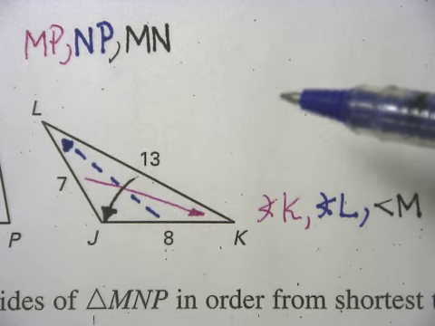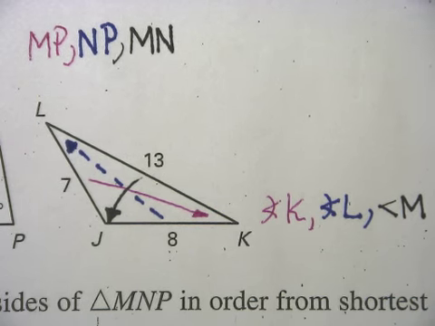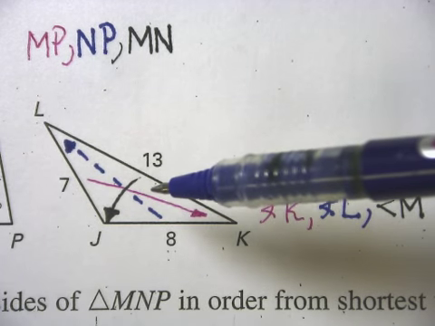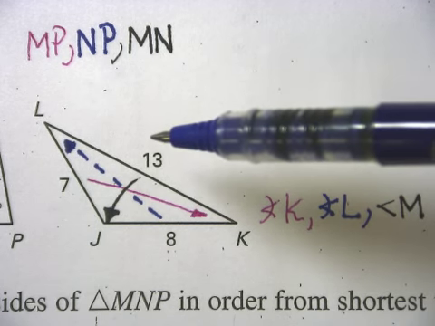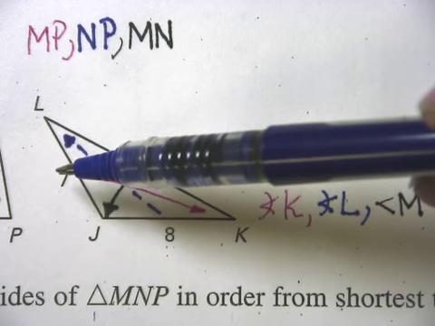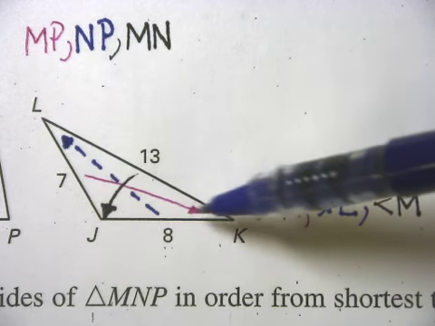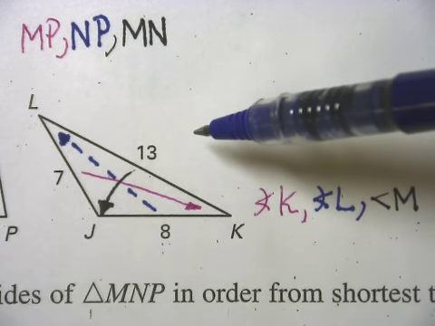The second question asks us to list the angles from smallest to largest. But if you notice, they don't give us any of the angles. They give us the sides. So I'm going to use that information to find the angles. Well, we know what the relationship is. Since 7 is my smallest side, I know 7 is going to be across from my smallest angle. So I can see that angle K is going to be my smallest angle.